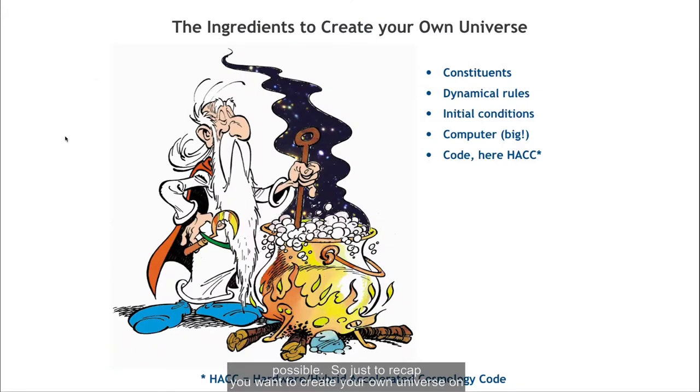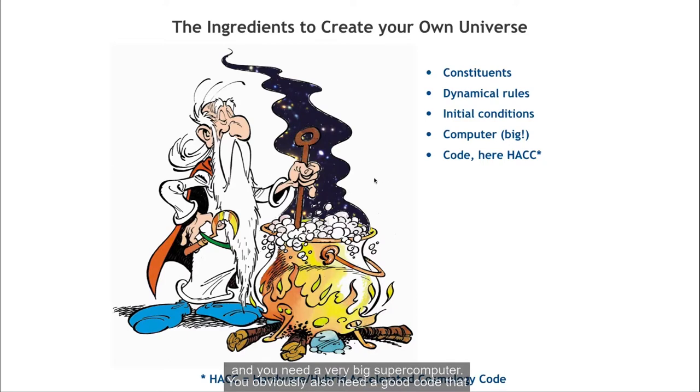So just to recap, you want to create your own universe on a supercomputer. What do you need? The constituents. We have a good understanding of that. We put in the dark matter and the dark energy. You need dynamical rules. Here we focus on gravity. Initial conditions, those are given to us from our observations of the cosmic microwave background, so we know how to set them up. And you need a very big supercomputer.